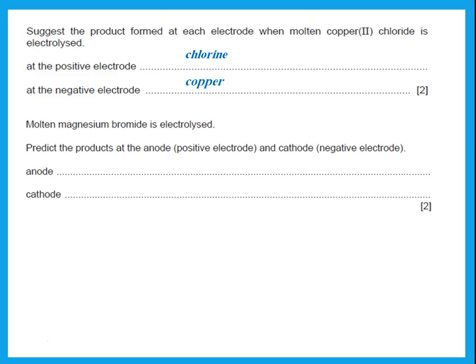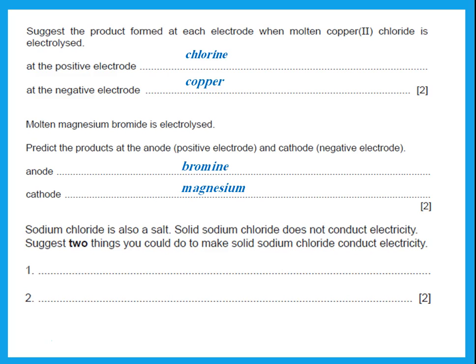Again, molten magnesium bromide. What happens at the positive anode and what happens at the negative electrode? Magnesium ions are positive, they will go to the negative, which is the cathode. Bromide ions are the ones that will go to the anode and form bromine. The magnesium ions will go to the cathode and form magnesium. Do you get the idea?